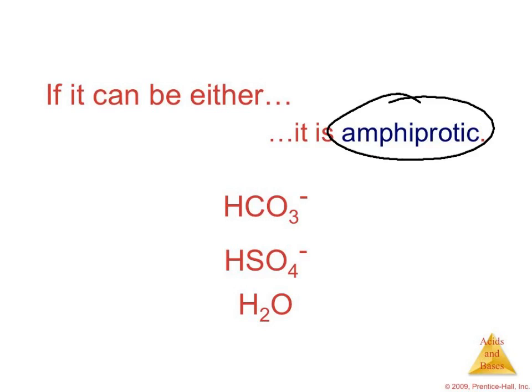You could also think of a scenario maybe where the H that's over here on the left side actually leaves, and then you end up with CO3 2- carbonate ion. Okay, so either one of those can happen, so it's amphiprotic. Same thing with HSO4-, could be H2SO4, or it could be SO4 2-, depending on whether it gains another hydrogen or that one leaves. Now the one that might surprise you a little bit is water.